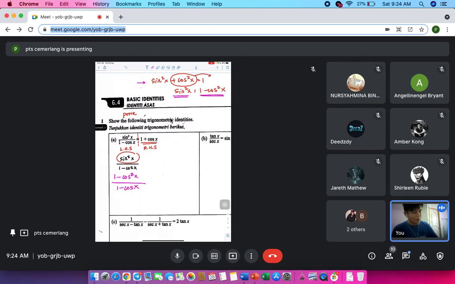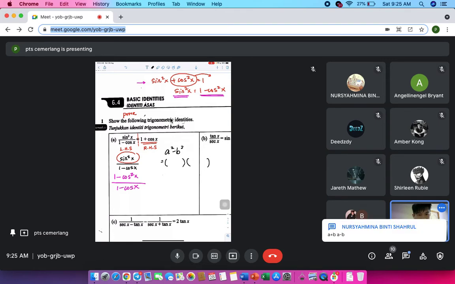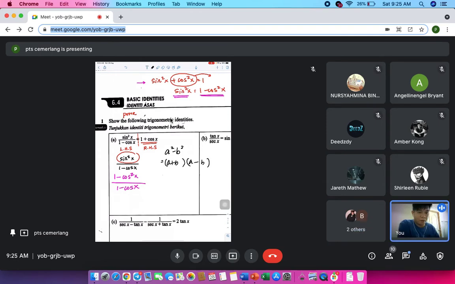Okay, let me ask you one question. Before I can answer this question, I need you to understand this one first. A square minus B square. What is this? Tell me. What is A square minus B square? In your modern maths, what does it mean? A plus B, A minus B. Okay, everyone understand that one? A plus B, A minus B. Semua faham yang tu? Yes?